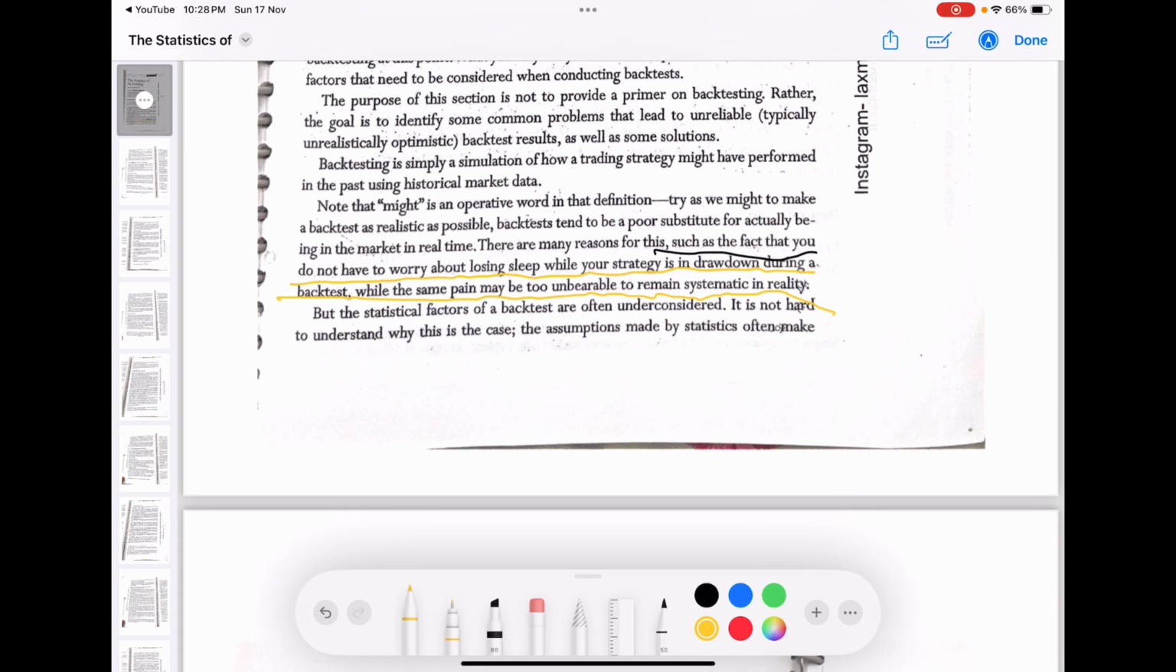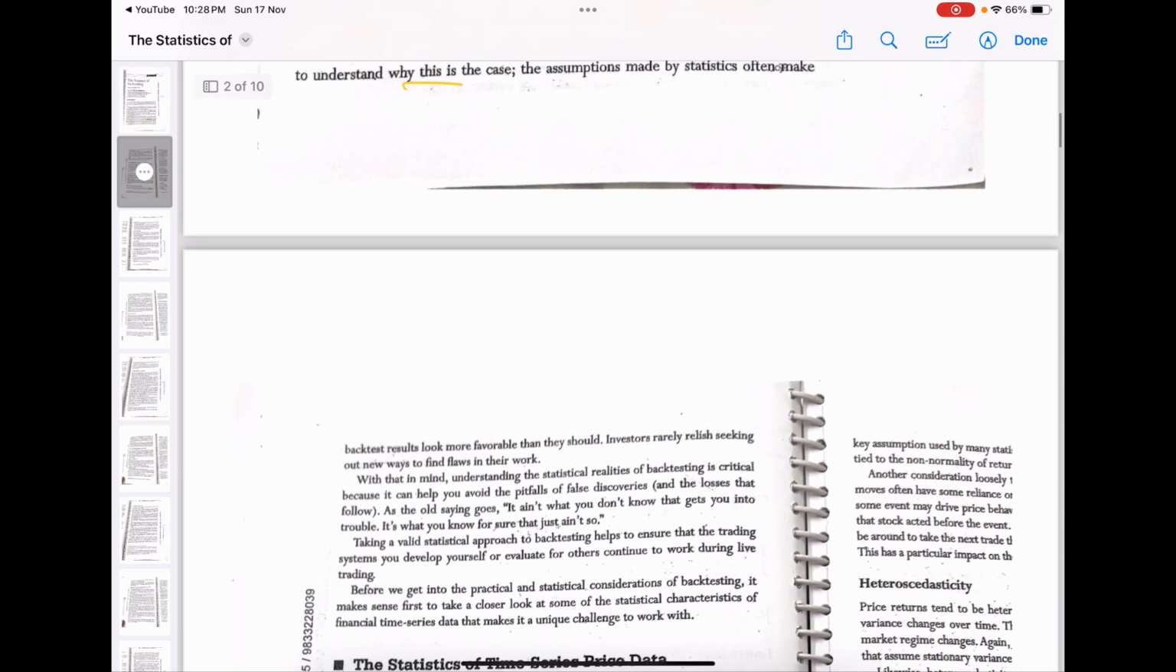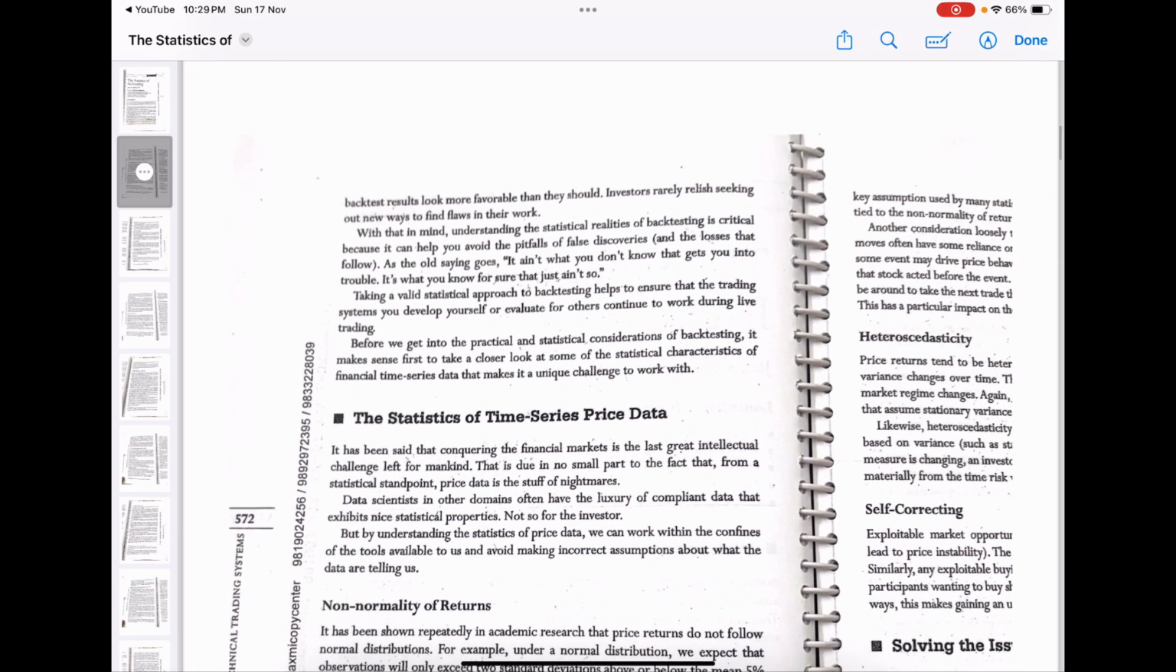But the statistical factors of a backtest are often under-considered. It is not hard to understand why this is the case. The assumptions made by statistics often make backtest results look more favorable than they should. Investors rarely relish seeking out new ways to find flaws in their work. With that in mind, understanding the statistical realities of backtesting is critical because it can help you avoid the pitfalls of false discoveries and the losses that follow.